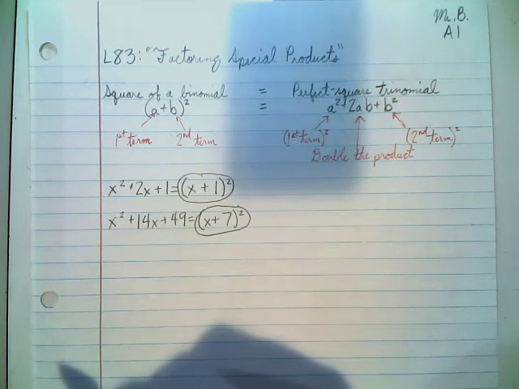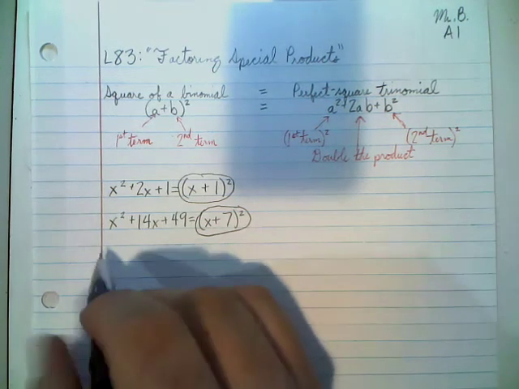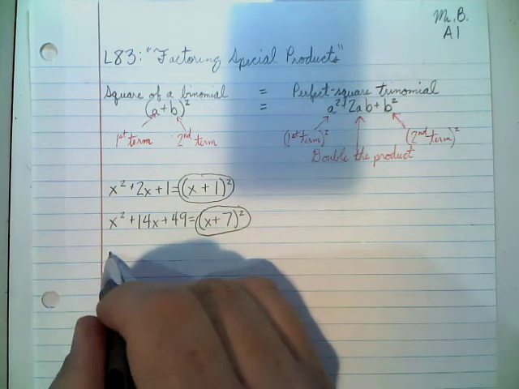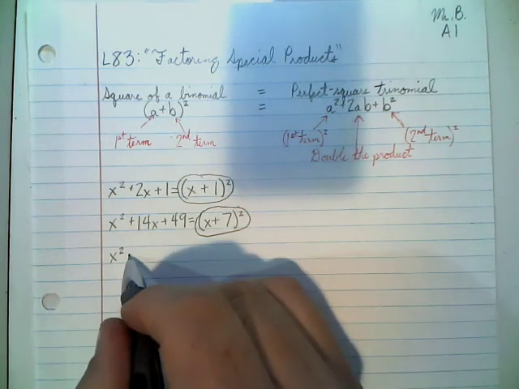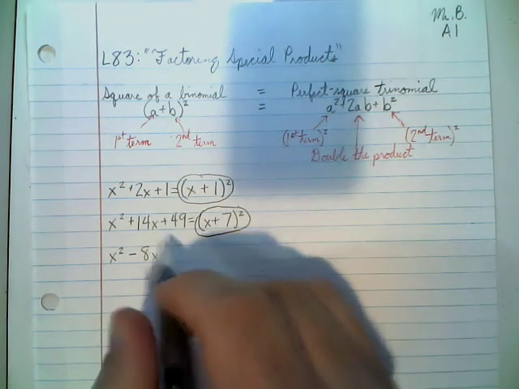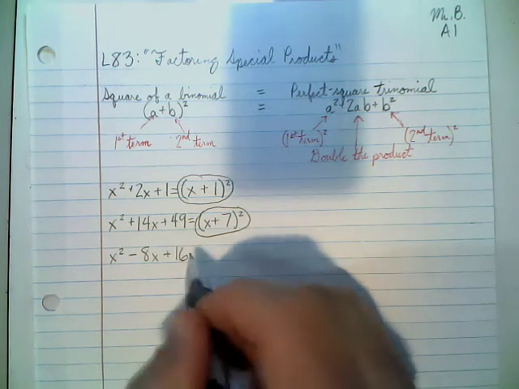All right, let's take a look at another one here. So I have an x squared minus 8x plus 16.